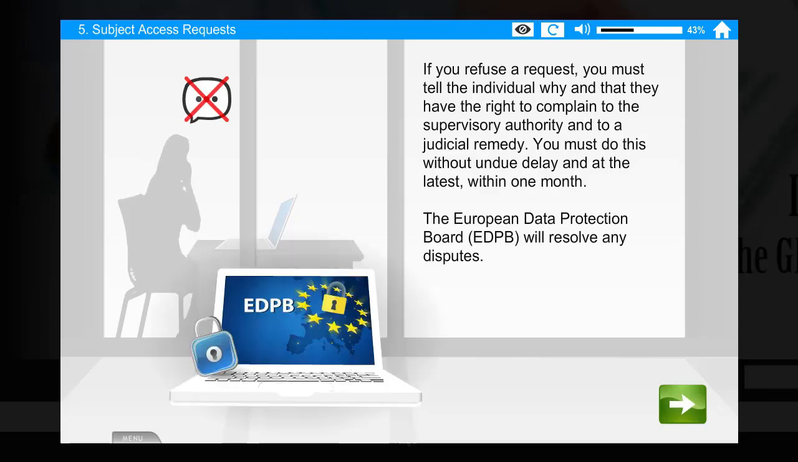If you refuse a request, you must tell the individual why and that they have the right to complain to the supervisory authority and to a judicial remedy. You must do this without undue delay and at the latest within 1 month. The European Data Protection Board, EDPB, will resolve any disputes.